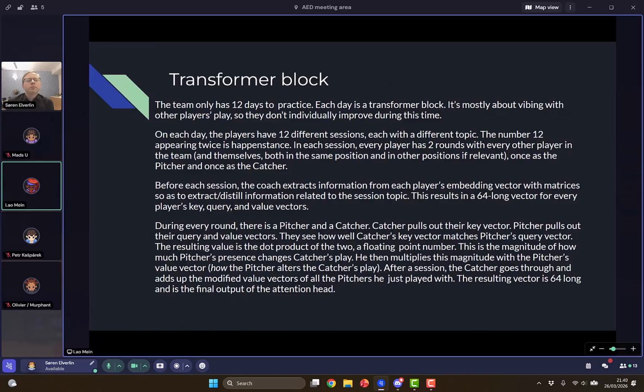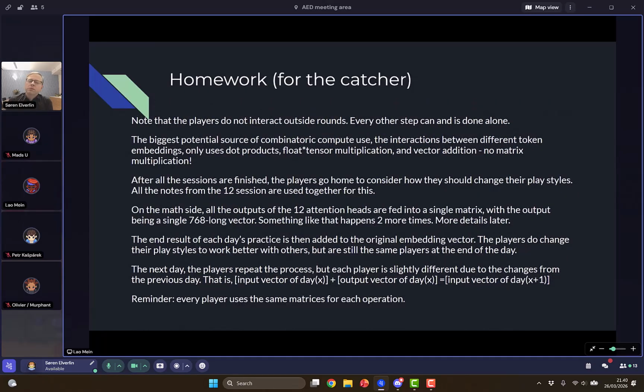Once a round ends, the catcher adds up all of those value vectors times dot products. He adds up all of those together, and that is the output of that particular attention head. Does that make sense?